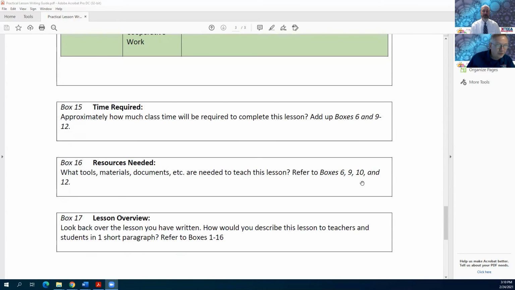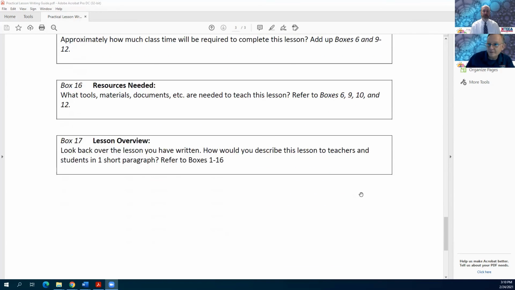Resources needed. We go back through our boxes. Oh, we need some pool noodles. We need something to use for a tourniquet. We need something to use for a pencil or a stick, and so on. And then the last thing we do, and this is kind of odd, is the first thing that the students read. We write the lesson overview. We look back through the whole thing and say, okay, what's going on in this lesson? We write that overview, and then that gets put on the very top of the first page.